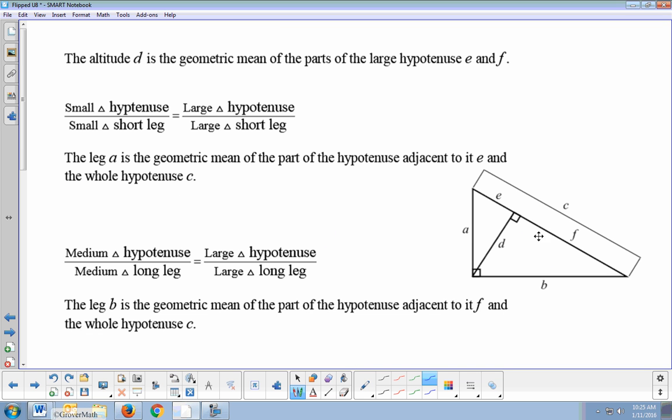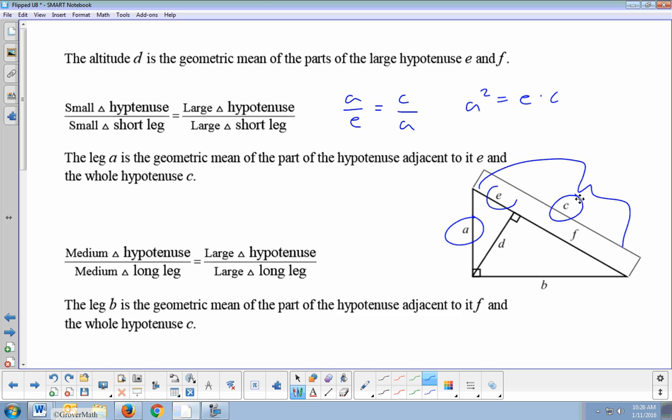Two other ones like this. Small triangle's hypotenuse is A. Small triangle's short leg is E. Large triangle hypotenuse is C. And large triangle's short leg is A. And so this multiplies to be A squared is E times C. What we're saying is that the leg of this big right triangle, that squared, is the part of the hypotenuse attached to it and the whole thing C. So this squared is E times C, the part attached to it and the whole thing. That's what this is saying here.